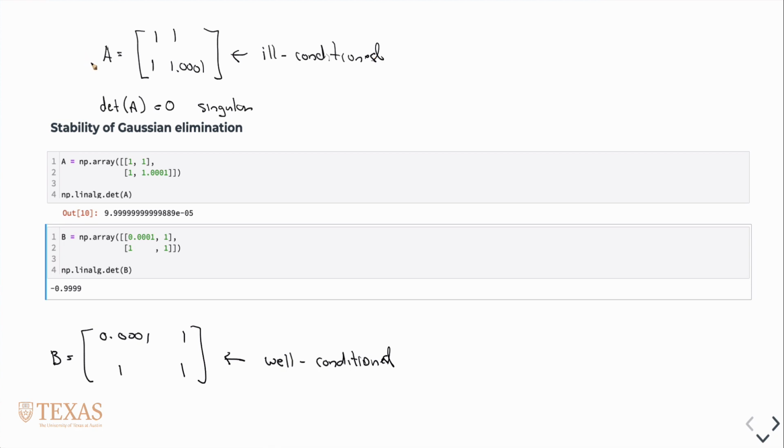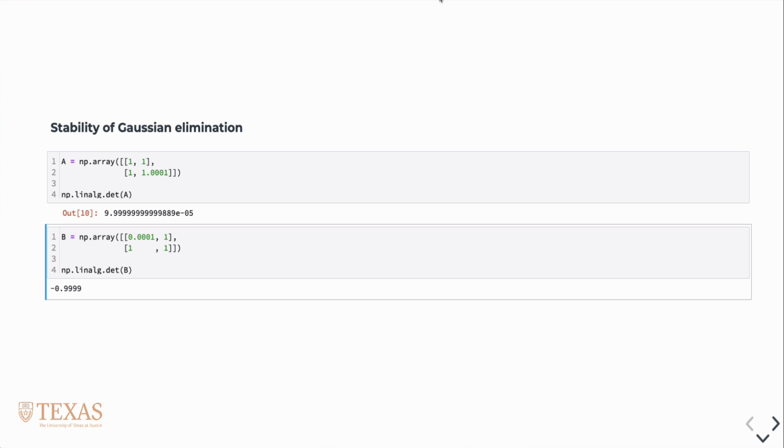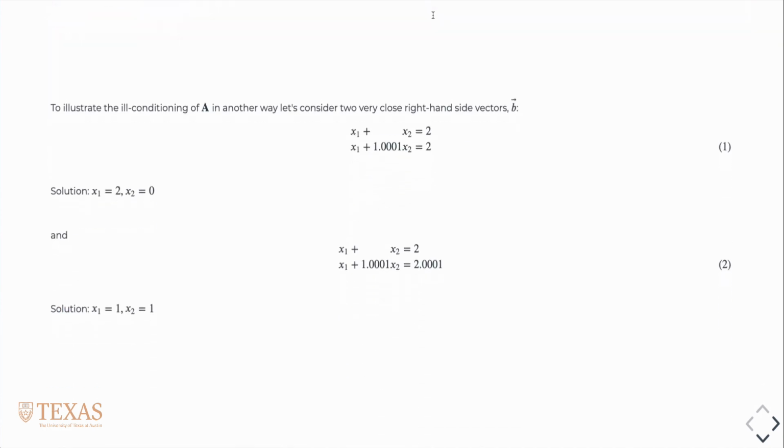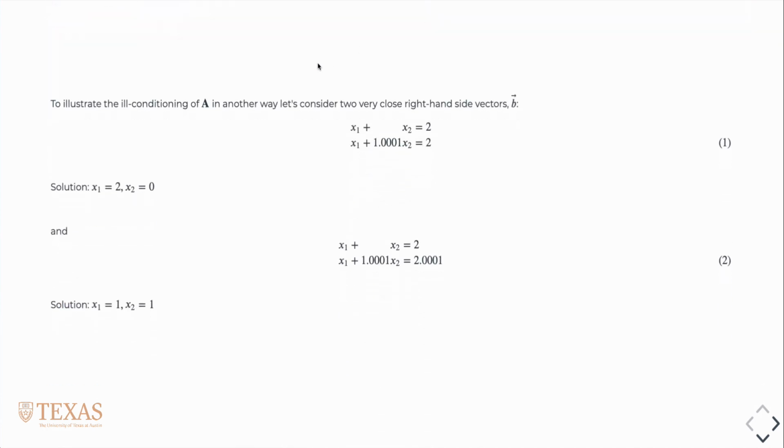But so here we have two matrices. One, matrix A, is ill-conditioned and matrix B is well-conditioned. Now let's look at the effect of the conditioning of the matrix on the solution of a system of equations. So let's illustrate the ill-conditioning of A by looking at two so-called right-hand side vectors. So these are the constants on the right-hand side of the equal sign.